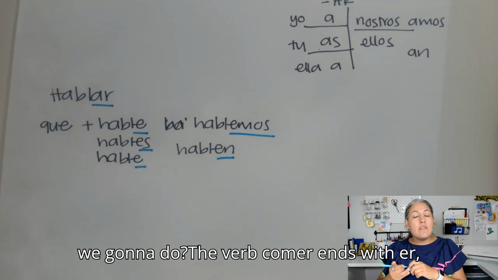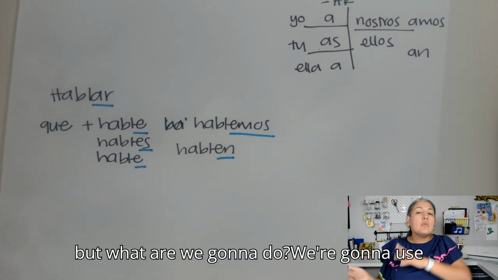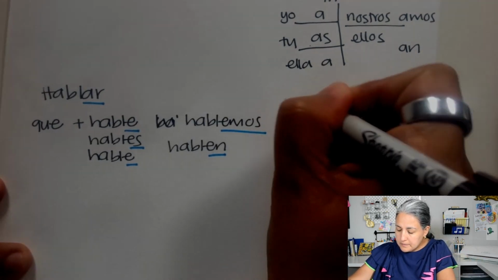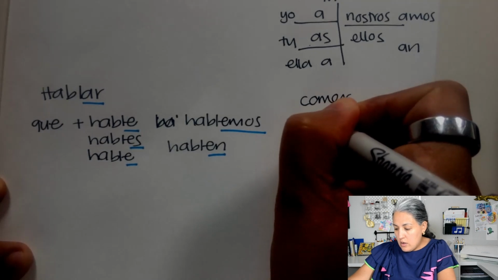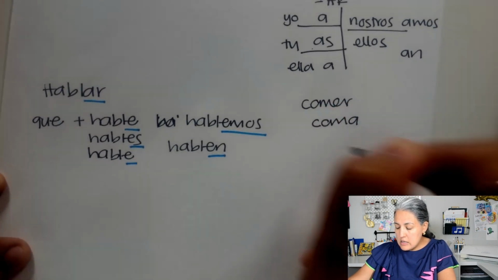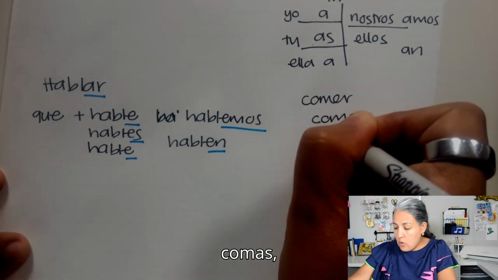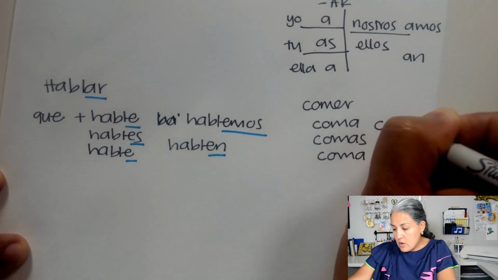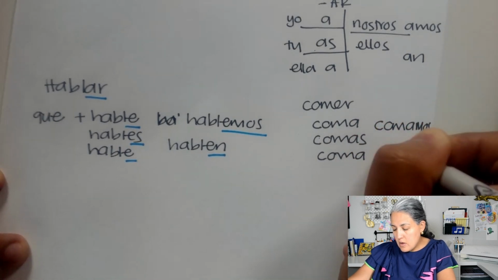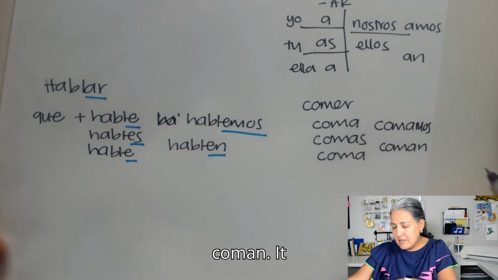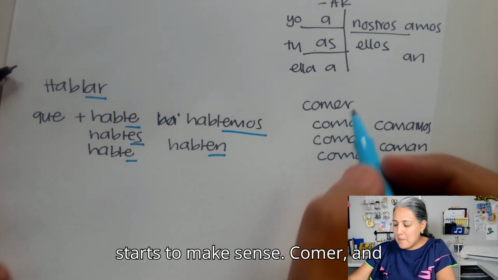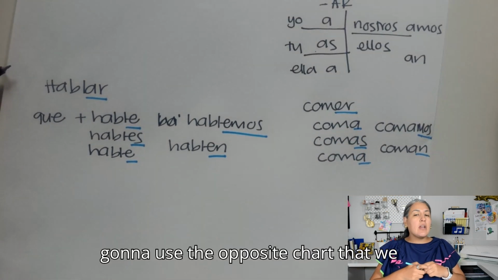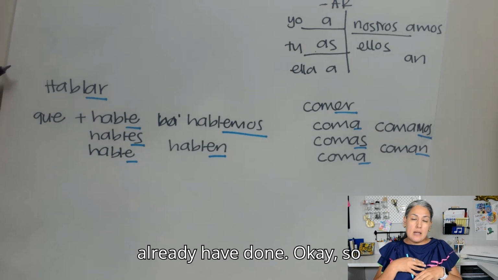So now let's do it with the verb comer. What are we going to do? The verb comer ends with ER. But what are we going to do? We're going to use the chart of the AR verb. Comer. Coma, comas, coma, comamos, coman. It starts to make sense. Comer, and then we have all the different endings. Remember, this is the only time we're going to use the opposite chart that we already have done.